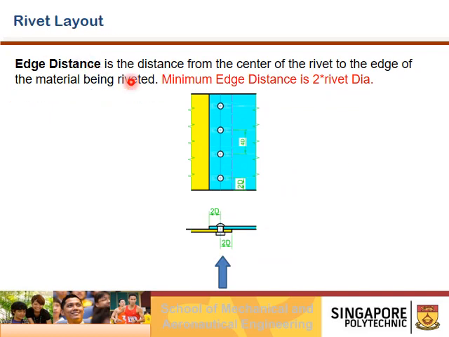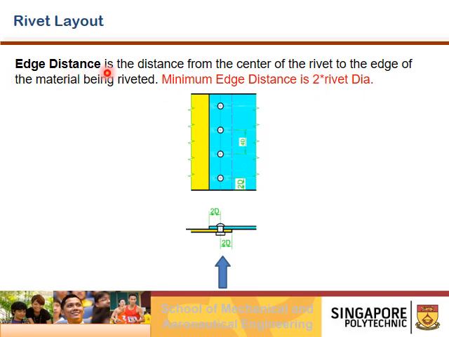Edge distance. The minimum edge distance required is 2 times the rivet diameter. Using the same diameter of 4 mm, the minimum edge distance, measured from the center of the rivet to the edge of the plate, will be 8 mm, or 9 to 10 mm. So that is the minimum. 7 mm will not be allowed because that's less than the 2D requirement.